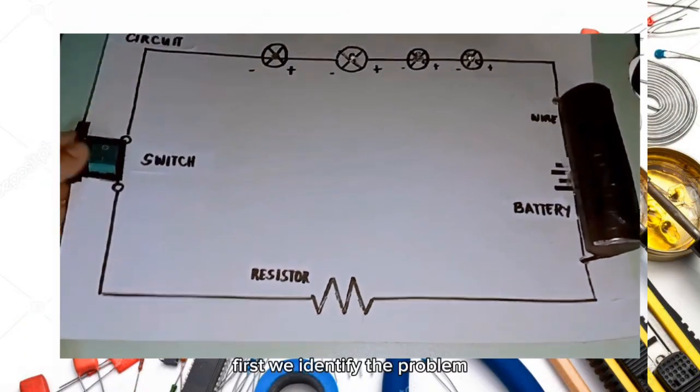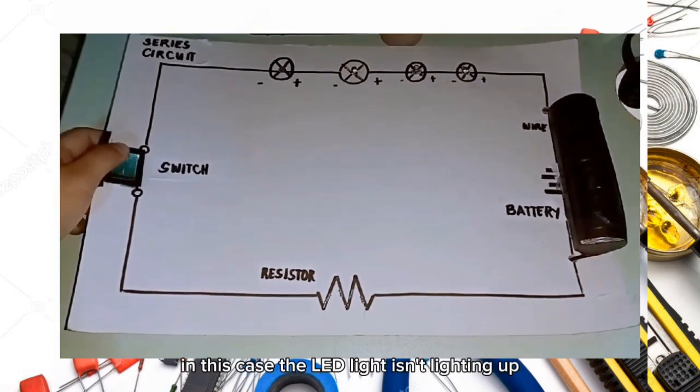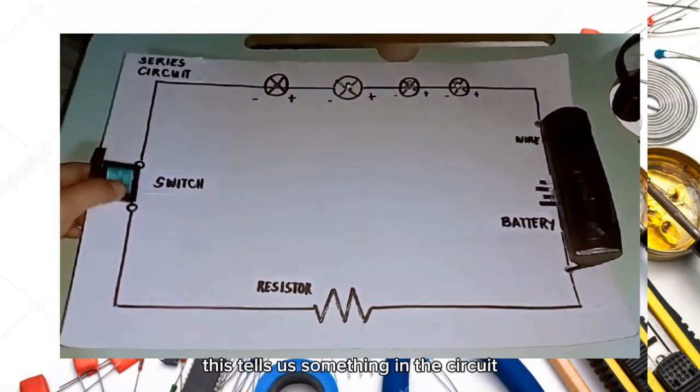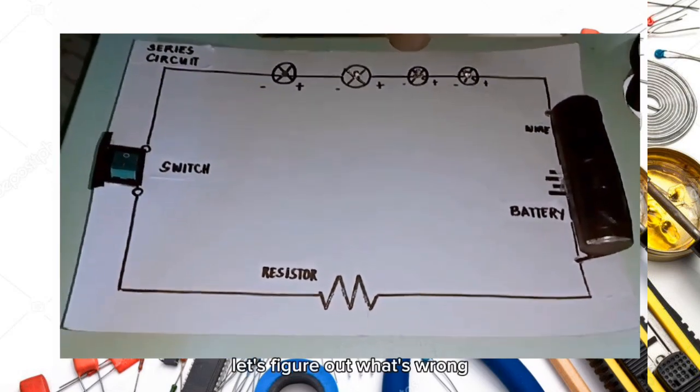First, we identify the problem. In this case, the LED light isn't lighting up. This tells us something in the circuit isn't working as expected. Let's figure out what's wrong.